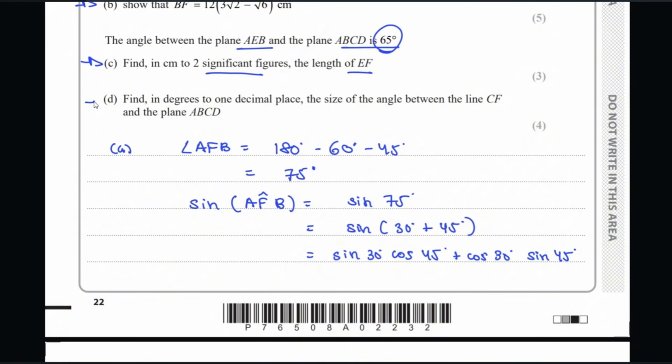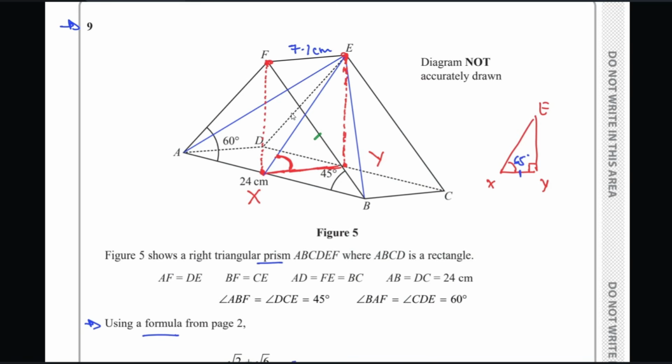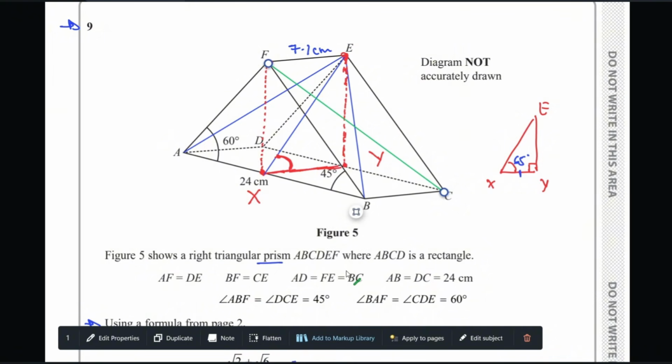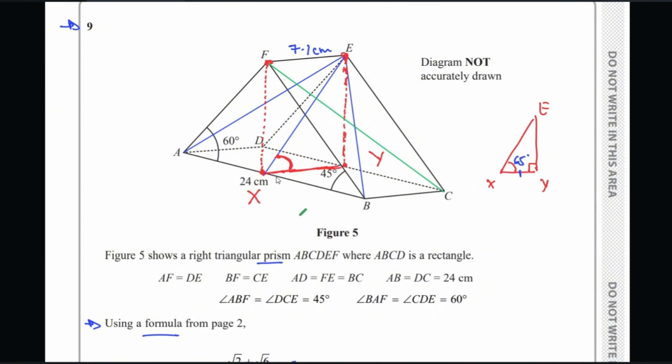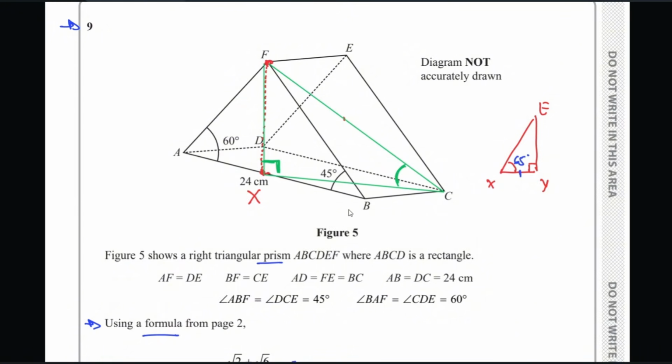Okay, question D. Find in degrees to one decimal place the size of the angle between the line CF and the plane ABCD. For that, we need this right triangle FXC. Since we want to find the angle between the line FC and the plane ABCD, we just need to find the angle between the line FC and the line XC. And that would be enough.